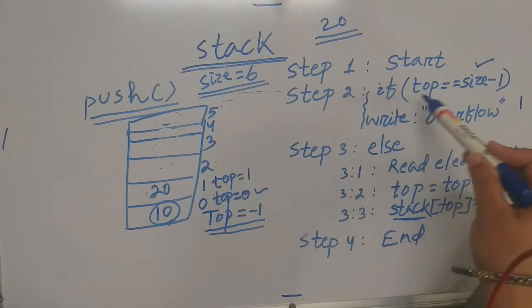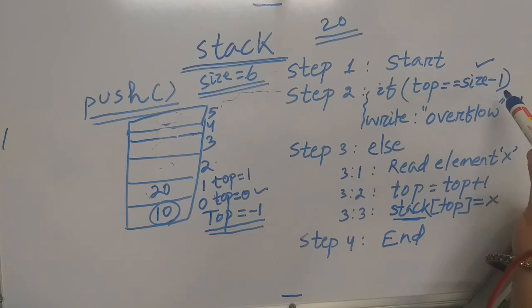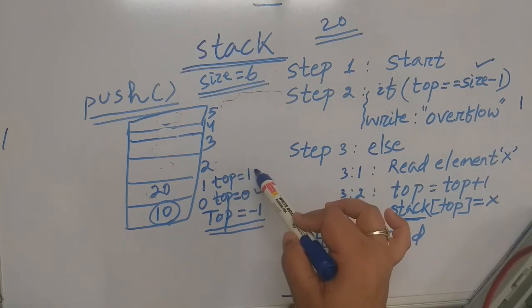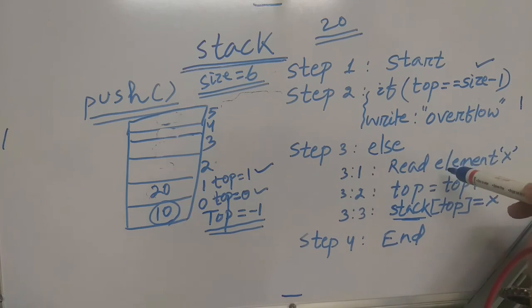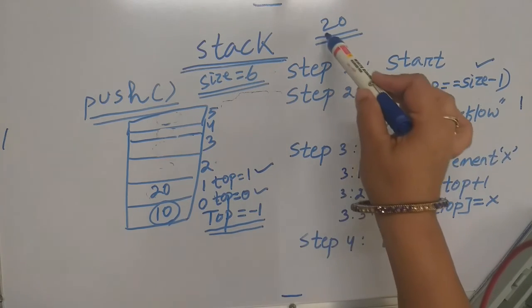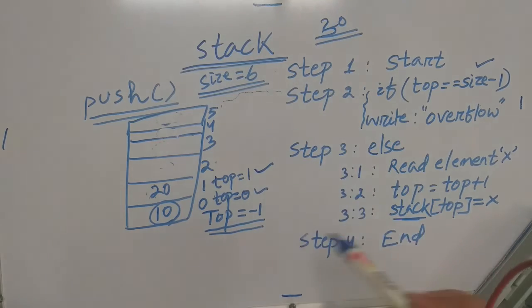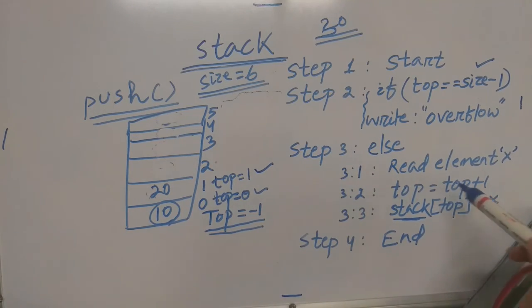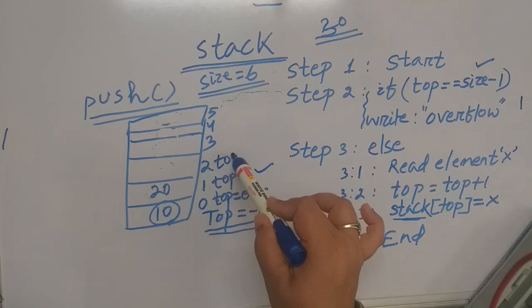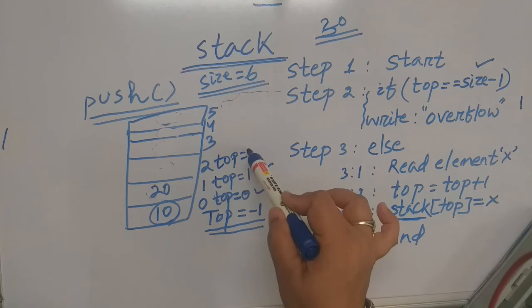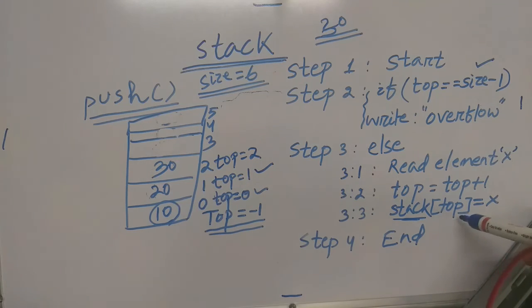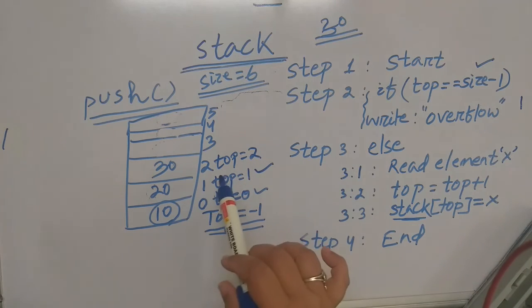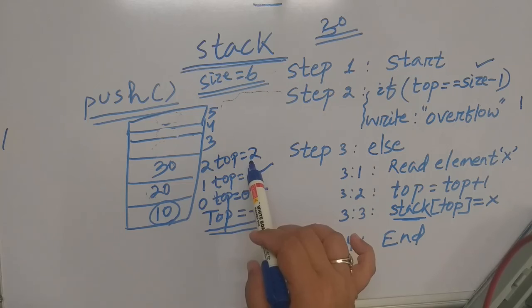Once again, same thing. We check if the top is equal to size minus 1. Here it is not size minus 1, so once again we go to the else part. Read the element; the next element we read is 30, and top equal to top plus 1. So top is now 1 plus 1, which is 2. Now we store the 30, so stack[2] is equal to 30.